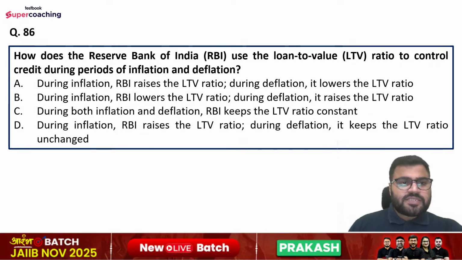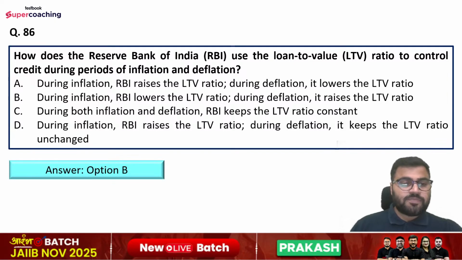Question number 86, how does the Reserve Bank of India use the loan to value ratio to control credit during the periods of inflation and deflation? So during inflation, RBI raises the LTV ratio. During deflation, it lowers the LTV ratio. During inflation, RBI lowers the LTV ratio. During deflation, it raises the LTV ratio. During both inflation and deflation, RBI keeps the LTV ratio constant. During inflation, RBI raises the LTV ratio. During deflation, it keeps the LTV ratio unchanged. So right answer is option number B.